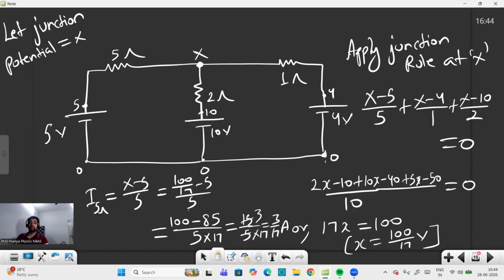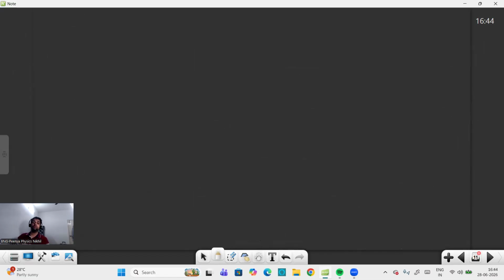So it is what? Correct only. Okay, so 3 by 17 ampere. I hope this is a correct calculation. So 3 by 17 ampere current in 5 ohm resistor. Same way, in 2 ohm resistor, if I have to find, what is the current in the 2 ohm resistor?